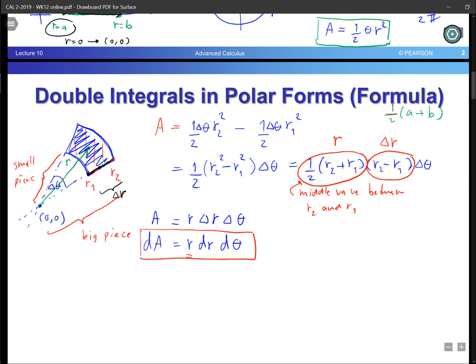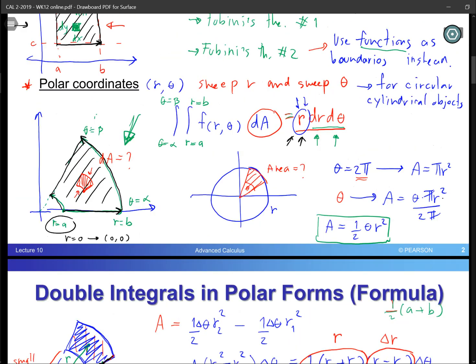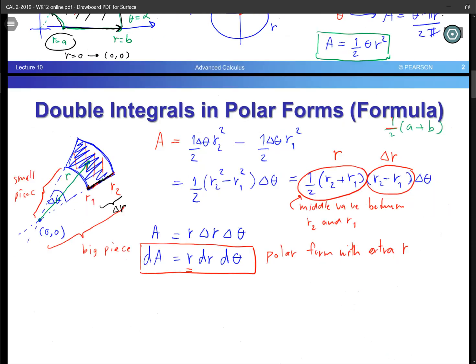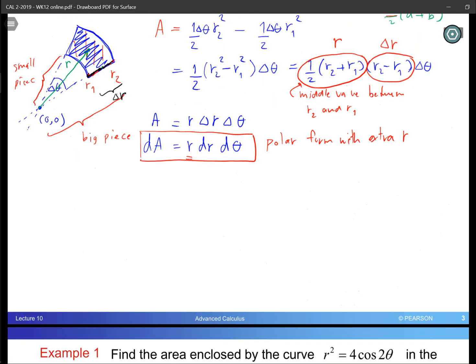So here, polar form with extra r. Alright, so you know where this formula comes from, right? Not just, hey, polar form, it has to have r. That's not the answer you are supposed to give to anyone. You can explain that I know where this r comes from. Alright, once this is done, let's summarize the formula that we have to use in this lecture.